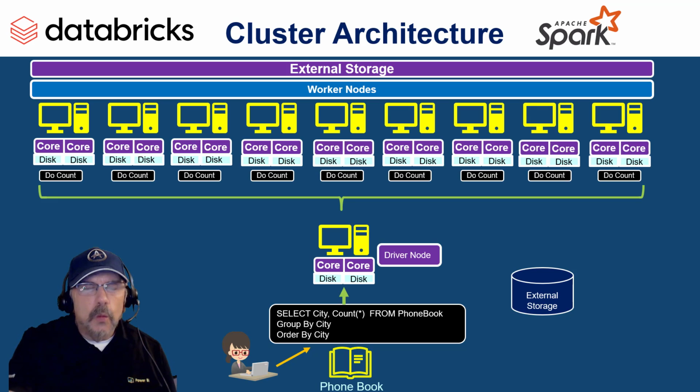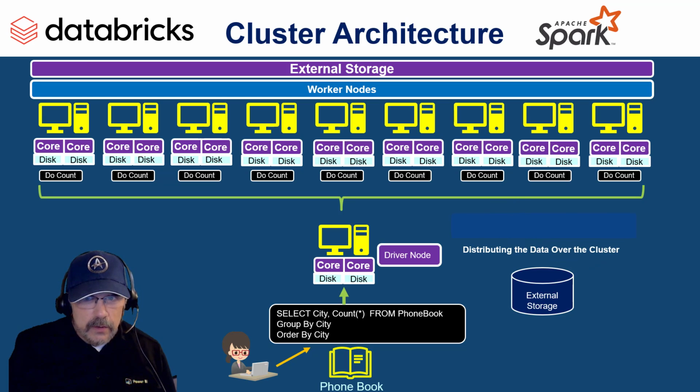The driver node coordinates all of the work going on. In other words, it's going to take Debbie's query here, and it's going to execute it, and it's going to partition the data as needed, distribute it over the cluster nodes, and then have them all start executing in parallel. Now the cores we'll talk a little bit more about, but a core can support a single executor or a single task or a single partition, however you want to call it, at a time. And so the number of cores determines the level of parallelism you get.